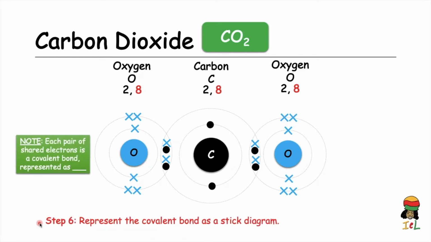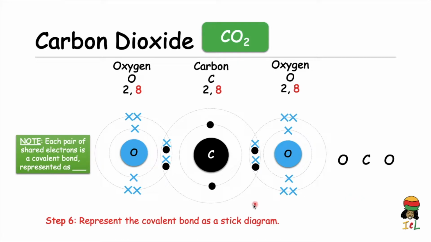Step 6, represent the covalent bond as a stick diagram. So we're going to write the symbols of the 3 atoms, oxygen, carbon, oxygen, written in the order in which they bonded in the dot and cross diagram, leaving sufficient space between the atoms to draw the number of covalent bonds that exist between them.